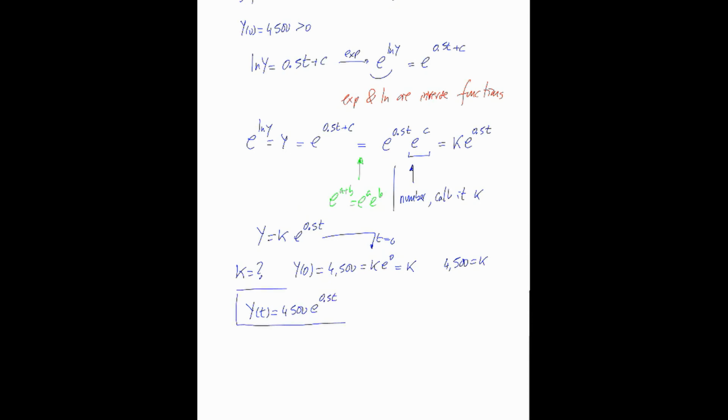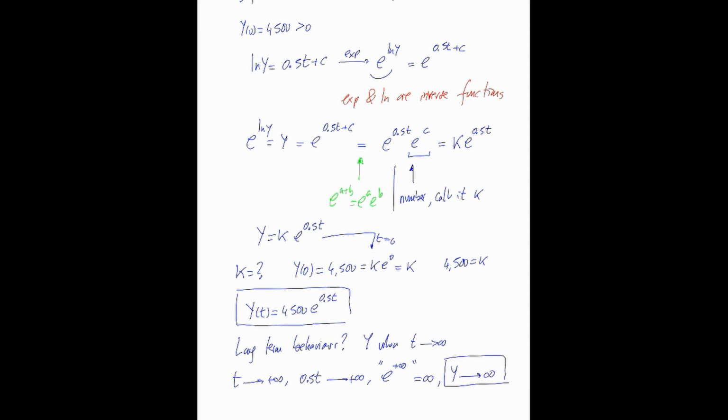That is the solution. What about the long-term behavior? The long-term behavior means simply what happens with y when t goes to infinity. Positive infinity: the time goes to the long term, meaning to infinity. So t goes to positive infinity, half of t will also increase to positive infinity, and e to the positive huge number, positive infinity, is infinity. So this means y goes to infinity. The rent increases as the time increases.